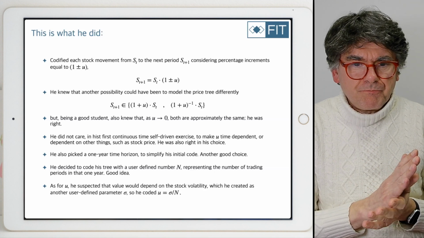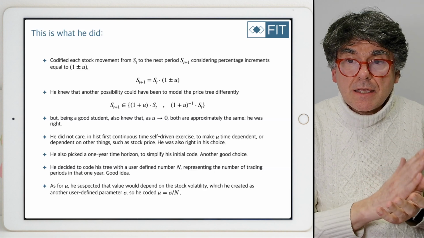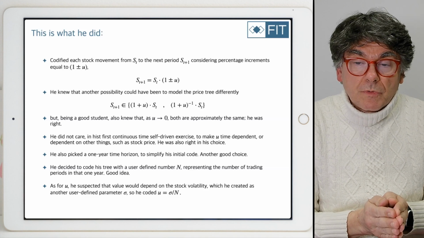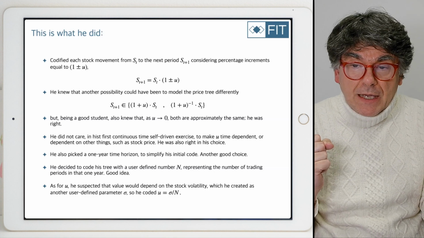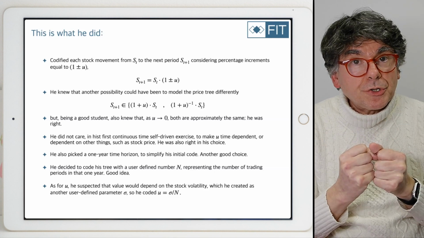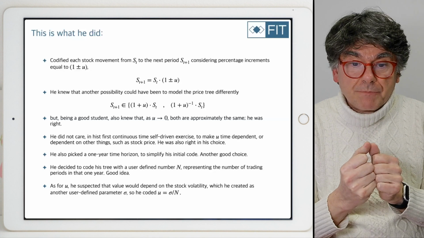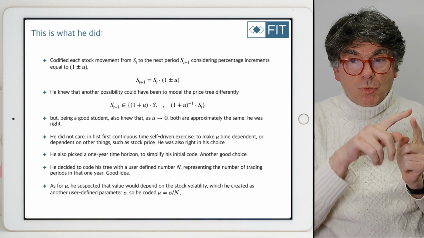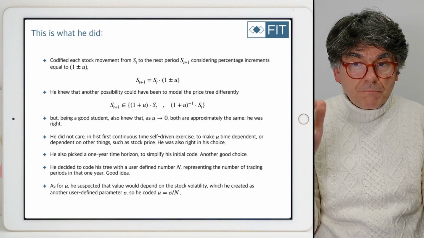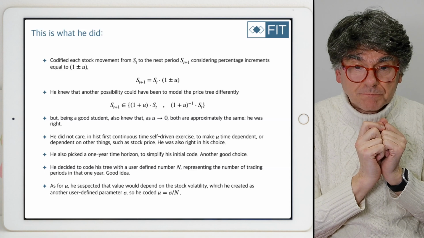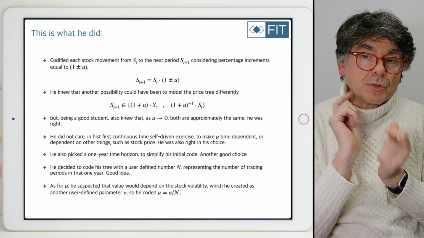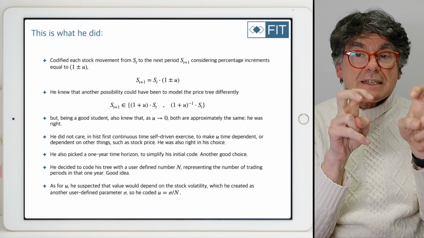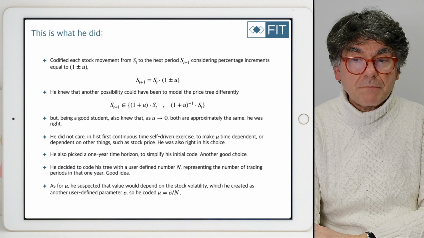And for u, he thought correctly that the value should depend on the stock volatility. So stocks which are more volatile will have a bigger u, and stocks which are less volatile will have a smaller u. Also a good idea. So he coded u equals sigma divided by N. So when N is the number of steps that you have, more and more and more, then u becomes smaller and smaller and smaller. But it allows for a variable sigma that if the volatility of the stock is higher, you have a bigger spread at every one of these infinitesimal steps. Are you with me so far? Are you following this?